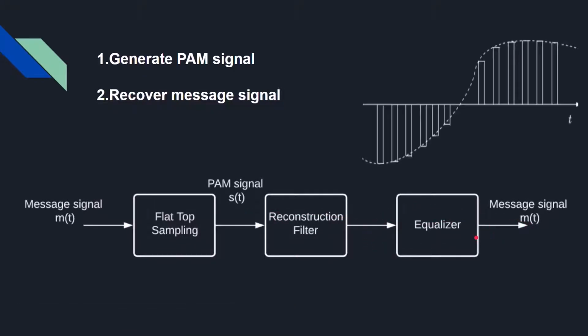In flat top sampling, the top of the samples remains constant and is equal to the instantaneous value of the message signal x(t) at the start of the sampling process. This is an example of flat top sampling.